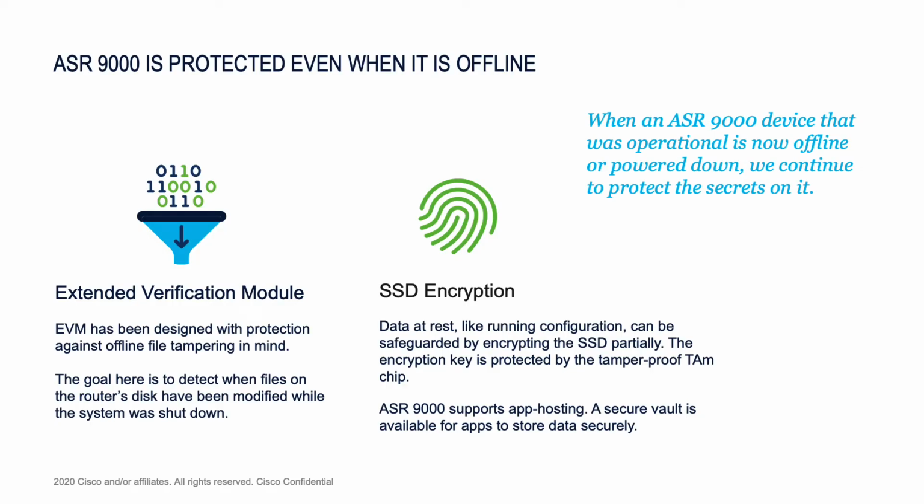Among the many features that help us do this, I'll explain two of them. The first is called Extended Verification Module. Now EVM is designed in order to prevent offline file tampering. Using EVM, we can detect when files on the router's disk have been modified when the router was in shutdown state. Another feature is called SSD encryption. Data at rest, like the running configuration, can also be safeguarded by encrypting the SSD partially. Now this encryption key is stored in the hardware tamper-proof TAM chip. This makes it very secure.